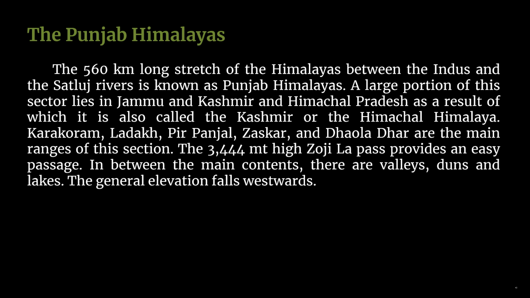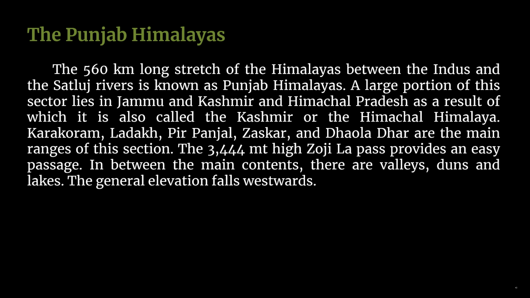The Punjab Himalayas. The 560 km long stretch of the Himalayas between the Indus and the Satluj rivers is known as Punjab Himalayas. A large portion of this sector lies in Jammu and Kashmir and Himachal Pradesh, as a result of which it is also called the Kashmir or the Himachal Himalaya. Karakoram, Ladakh, Pir Panjal, Zanskar, and Dhauladhar are the main ranges of this section.